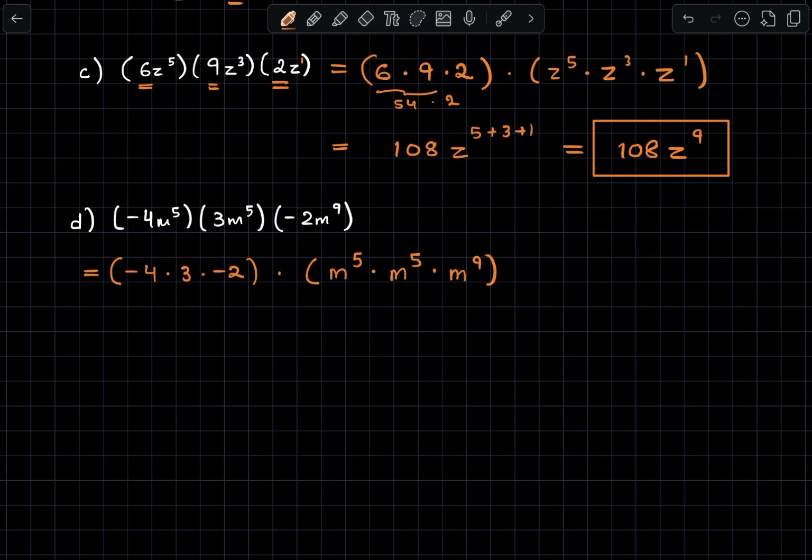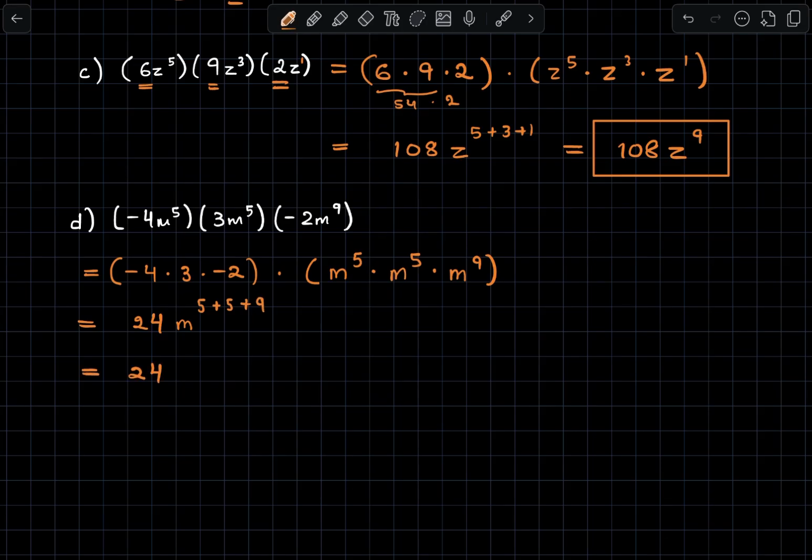If, for example, we had an n in here or a z or something like that, that would not combine with the rest of these. That's just something we'd have to write by itself on the side and leave it there as an endpoint. All right, so -4 times 3 times -2 is going to come out to positive 24. We've got m raised to the 5th power, so we're going to add 5 plus 5 plus 9.